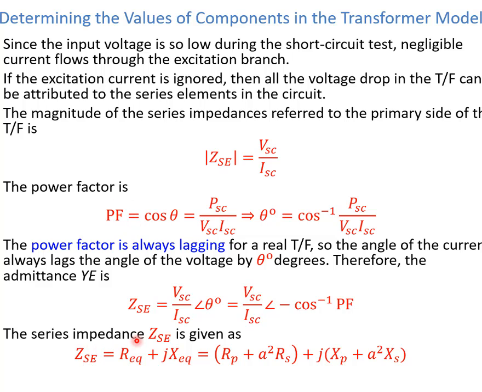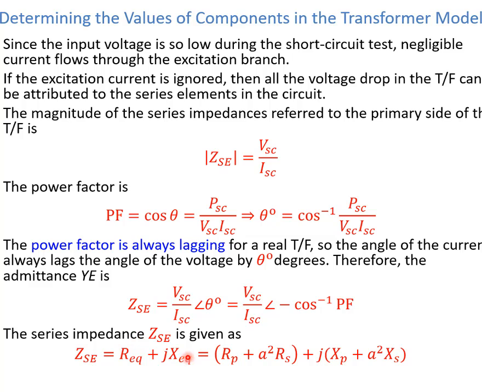So here again we have the series impedance, because we are working referred to the primary side of the transformer. So that will be R equivalent plus jX equivalent. We know from our previous video that R equivalent is equal to RP plus a squared RS, and X equivalent is equal to XP plus a squared XS.